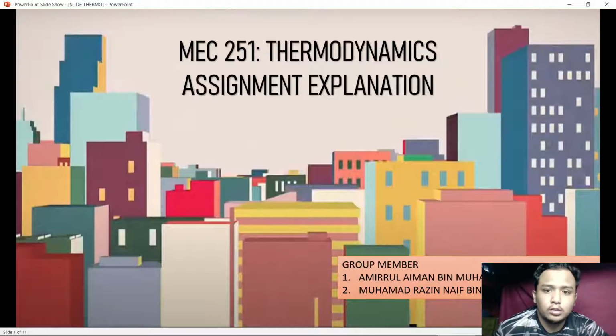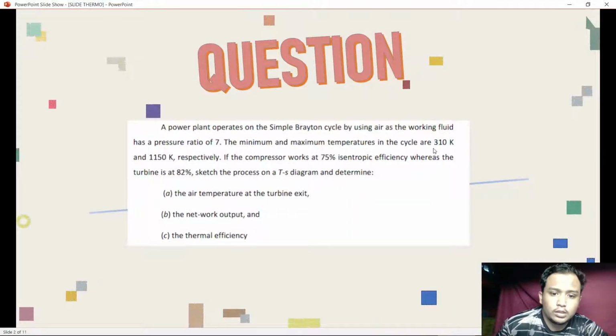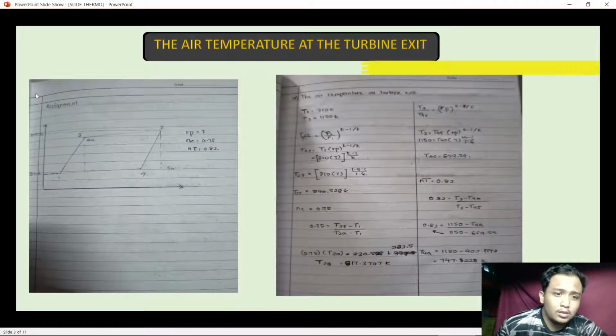So we are going to explain about the thermodynamic assignment. So this is the question, and we have to sketch the process on a TS diagram and determine the air temperature at the turbine exit, the net work output and the thermal efficiency. So this is the TS diagram that we have sketched, and this is the answer of question A.